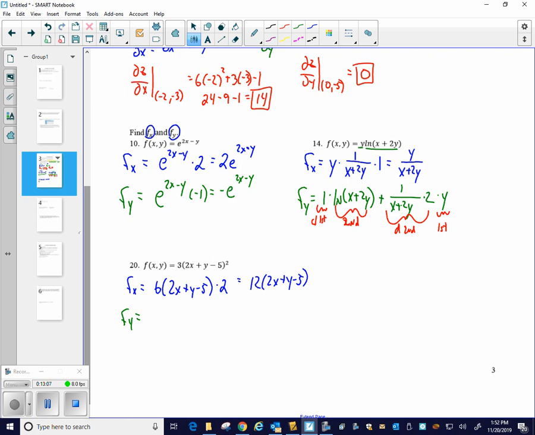F sub y, taking the derivative now with respect to y. Again, the y is on the inside of the parentheses, so we'll bring the 2 to the front. It's still a chain rule. Rewrite the inside. And then multiply that by the derivative of the inside, but now it's only with respect to y, so the derivative of the inside part with respect to y is just 1. So really that one's going to be 6 times 2x plus y minus 5.